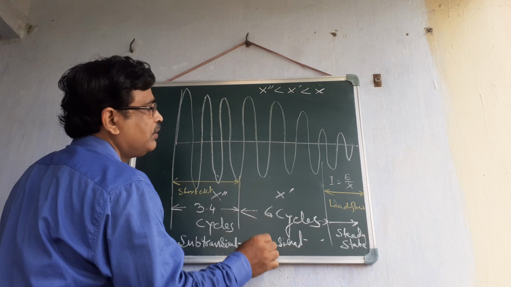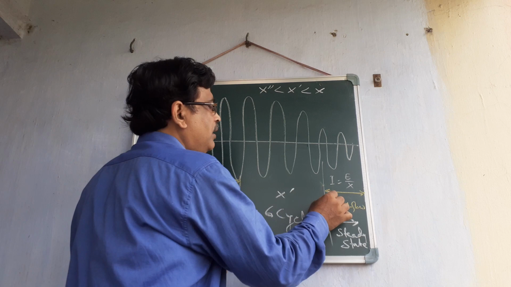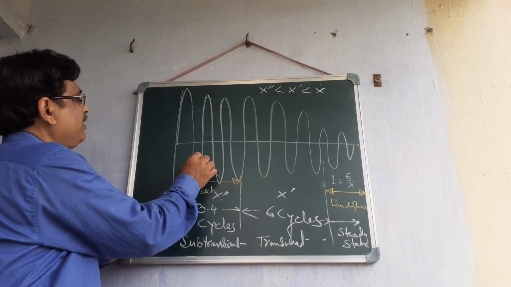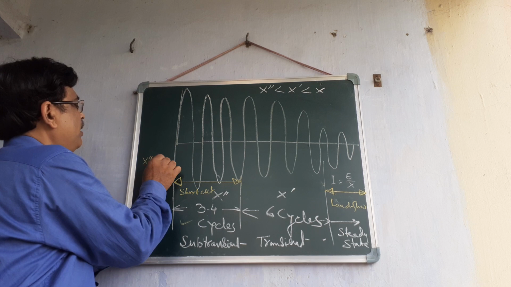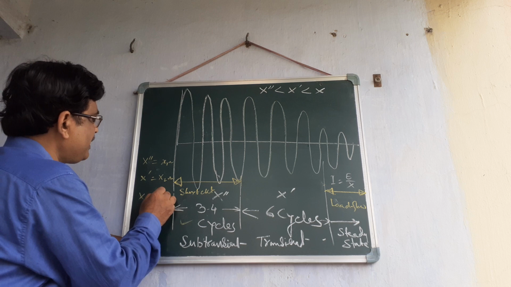So, short circuit study, our focus is on short circuit study. It is under the subtransient period, while load flow study is under the steady state period. Keep it in mind. Now we are focusing on the alternator reactances: X double dash d is X1 ohm, X dash d is X2 ohm, and Xd is X3 ohm. X3 will be greater than X2, and X2 will be greater than X1.